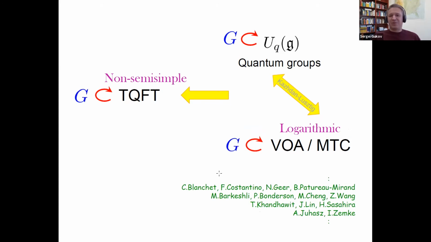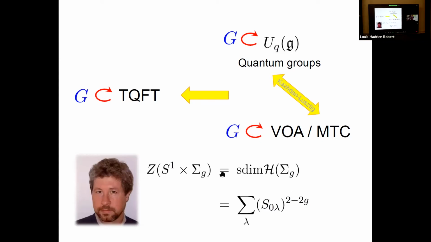So in particular, here I should return even to this slide where we talked about the Verlinde category, WZW models, and Reshetikhin-Turaev invariants.